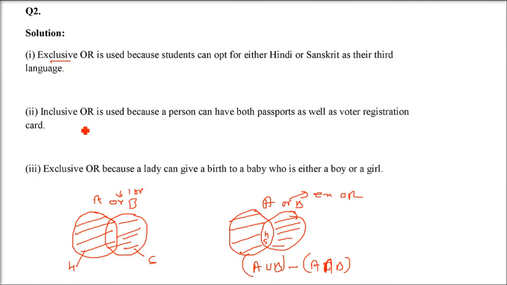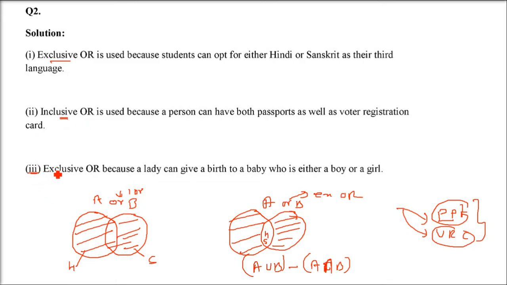Second one is, to enter a country, you need a passport or a voter registration card. So that means you can either have a passport or a voter registration card. But if you have passport and voter registration card both, they won't mind. You can enter. So this is not an exclusive or. At least one of them you should have. So it's proper union. So this is inclusive or.